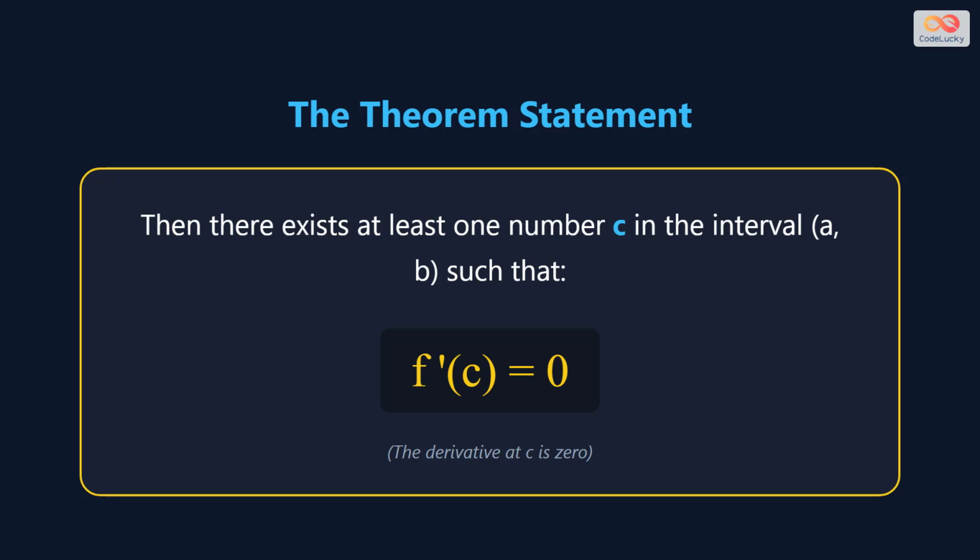So, here is the formal statement. If those three conditions are met, then there is guaranteed to exist at least one number c in the interval such that f prime of c equals 0. In simpler terms, there is at least one place where the derivative is 0.